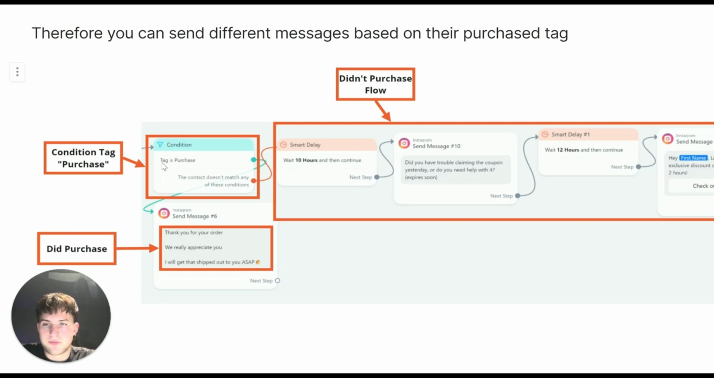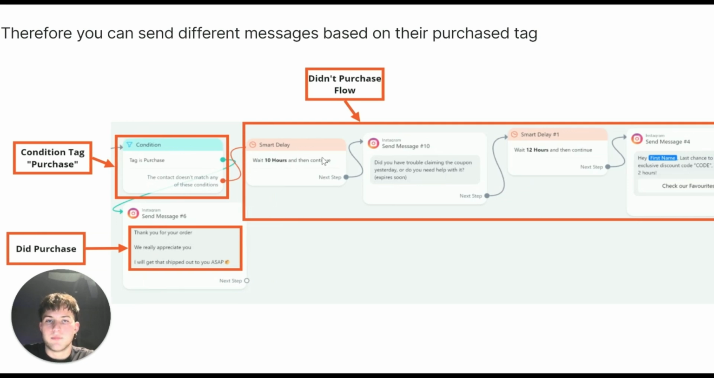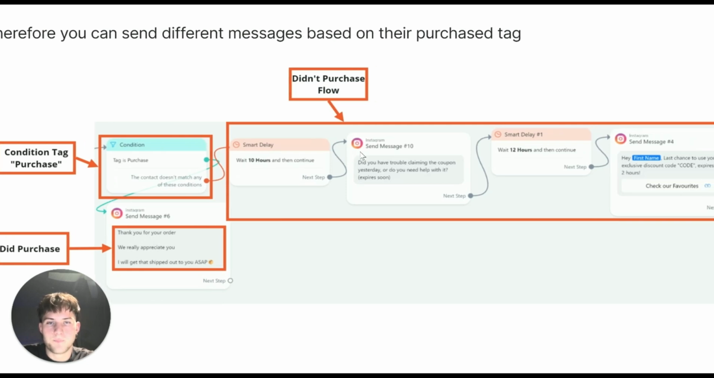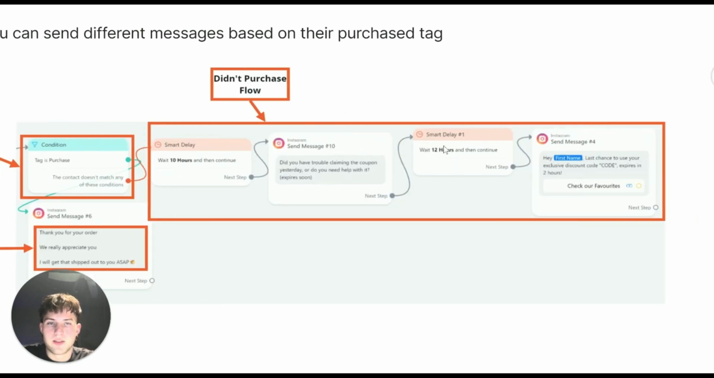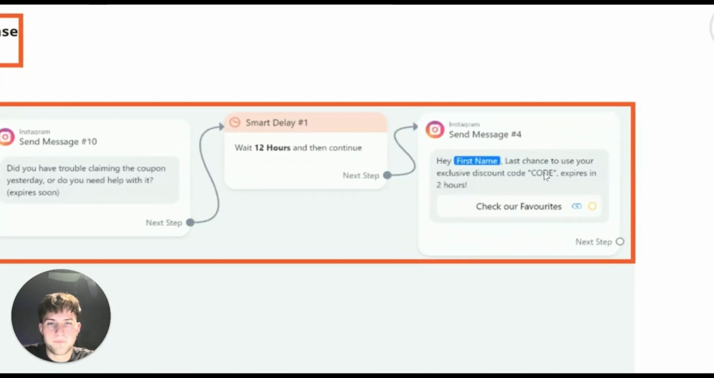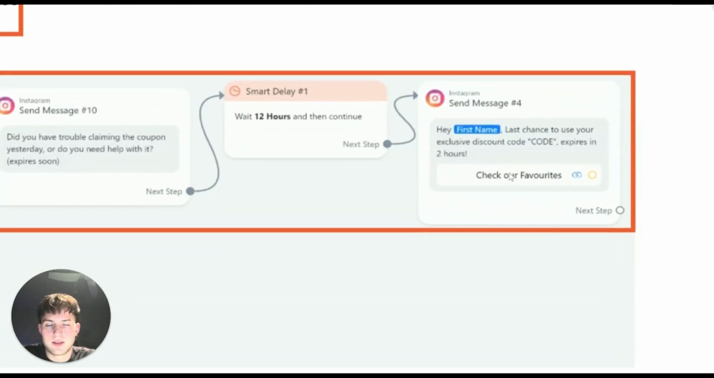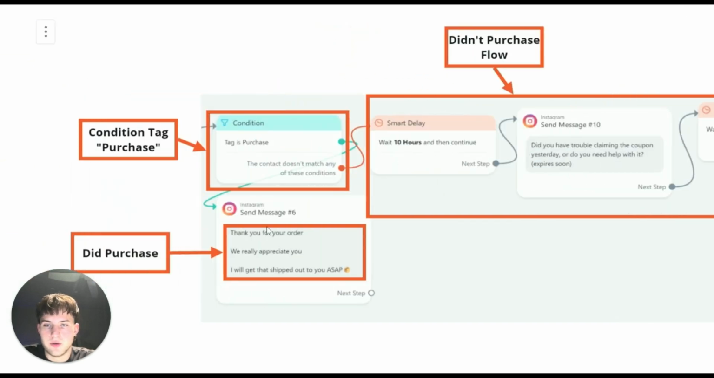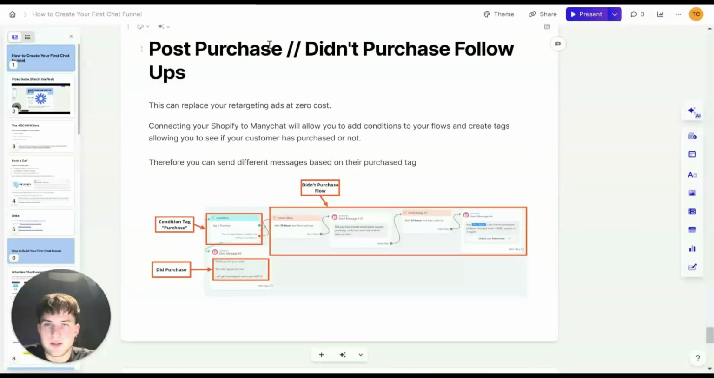So let's say, for example, they didn't purchase. This will flow over to here. So you can play around with this, wait certain hours and delays. So 10 hours, for example, a little reminder, another 12 hours, and then you can remind them here: this will expire in 2 hours. Click the website. And another thing you can do is "thanks for your order". So they did purchase, and we'll get that shipped out to you. And then you can do another step as well. 20 days later or something, you can say, how did you find your order? We really appreciate you. Something like that. So this is really powerful with your follow-up sequences and retargeting.